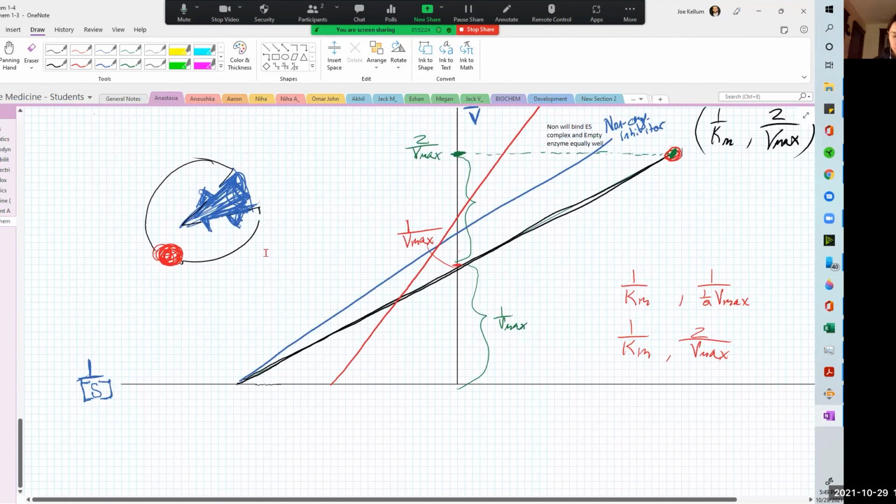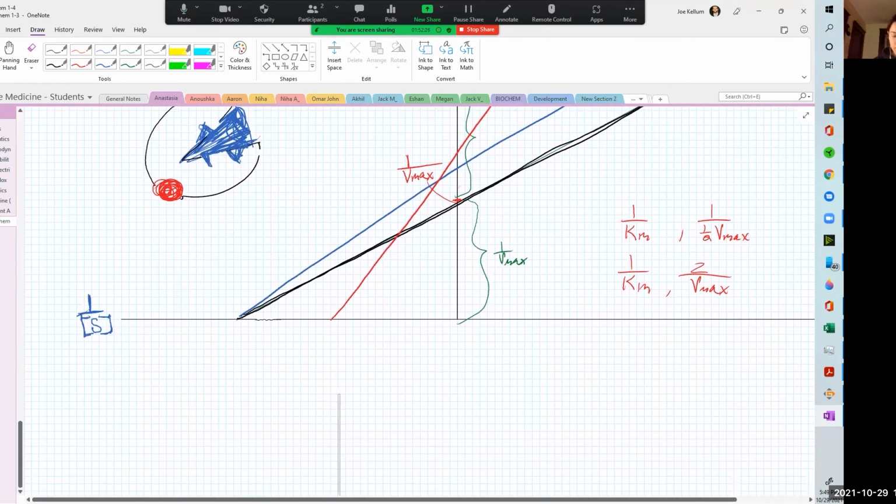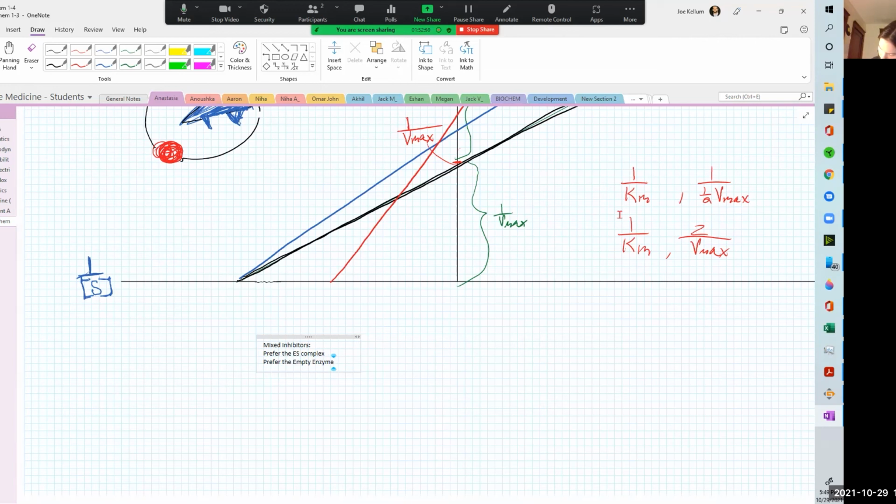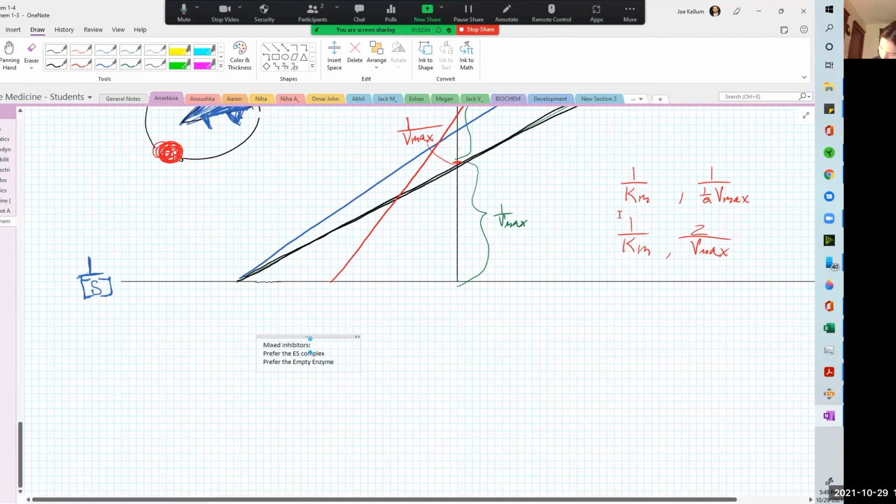So you've got some mixed inhibitors. For mixed inhibitors, I'm just gonna write it. Mixed inhibitors: you have some that prefer the enzyme substrate complex versus others that will prefer the empty enzyme. And based on whether they prefer the enzyme substrate complex or the empty enzyme, that determines whether they will increase or decrease Km, but they will always decrease Vmax. Okay.